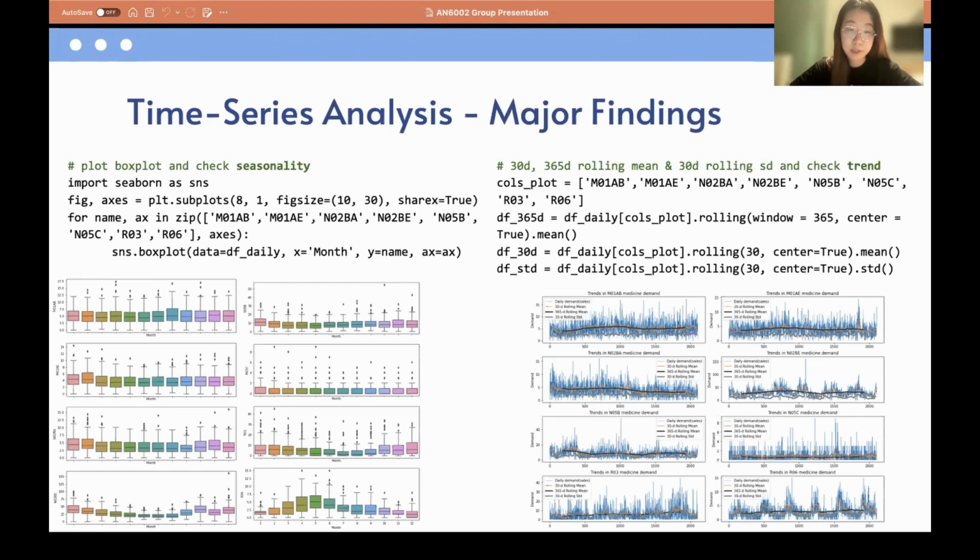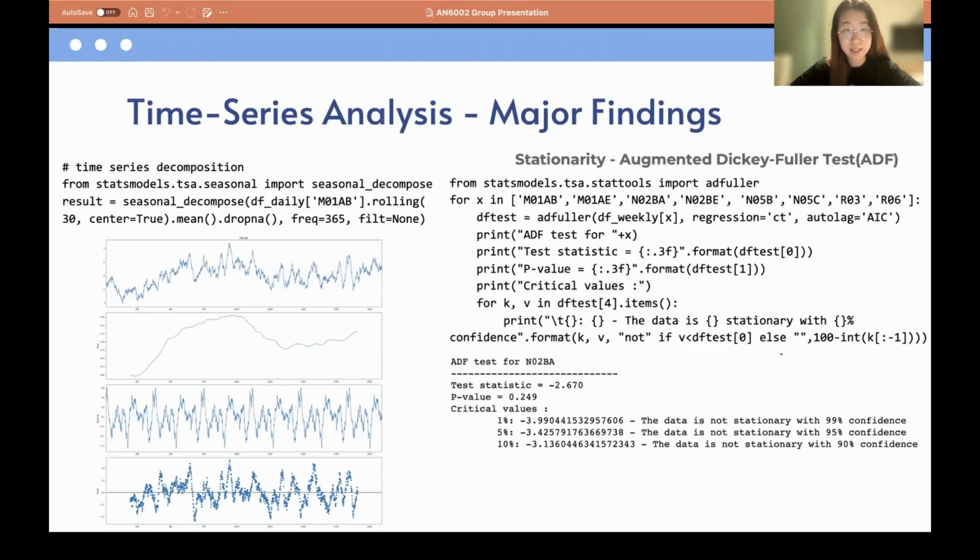First, the seaborn box plot confirmed the seasonality for some categories of medicine. Also, some categories have more outliers than the others, indicating that they might be harder to predict. Next, the rolling mean and rolling standard deviation show the trend at a larger scale. Also, trends and seasonality are explored in time series decomposition. The higher the residue, the harder it is for us to predict.